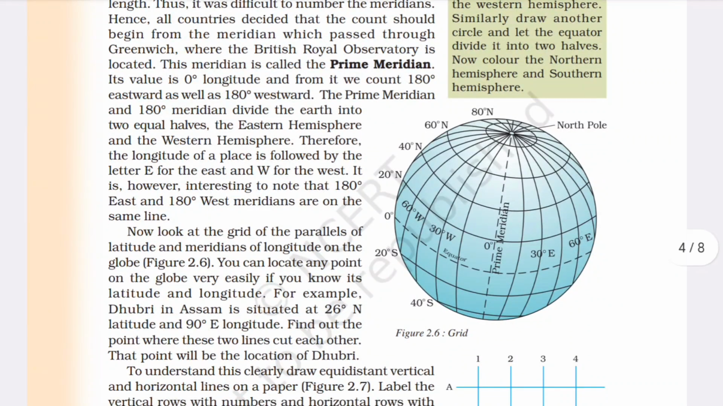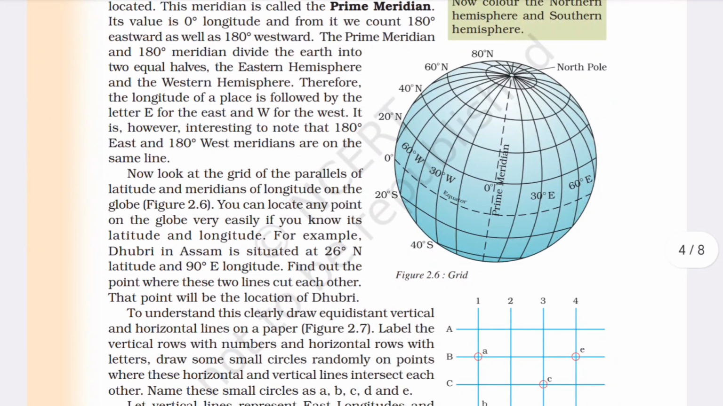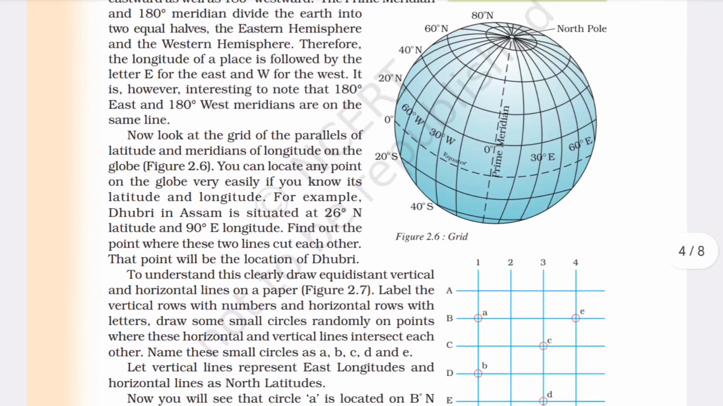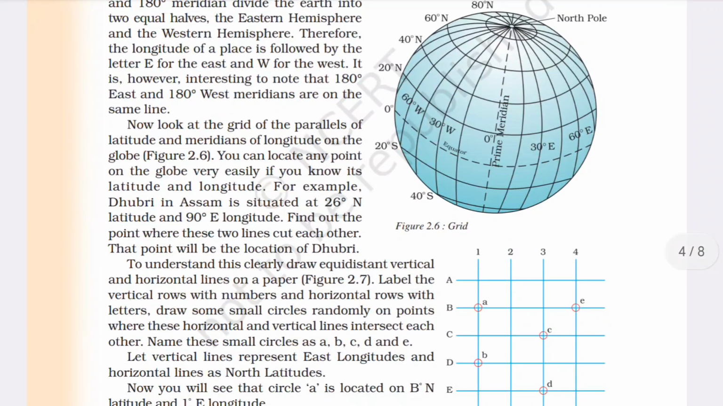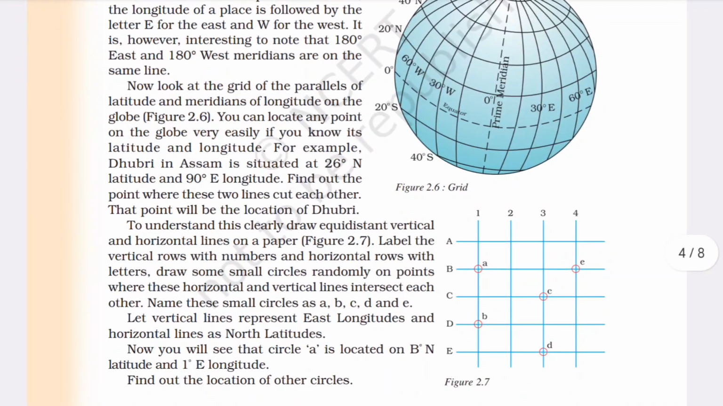The prime meridian and 180-degree meridian divide the earth into two equal halves, the eastern hemisphere and western hemisphere. Therefore, the longitude of a place is followed by the letter E for east and W for west. It is interesting to note that the 180-degree east and 180-degree west meridians are on the same line.